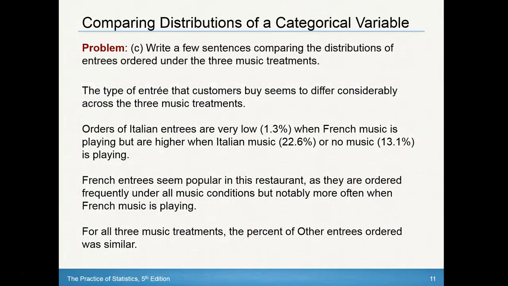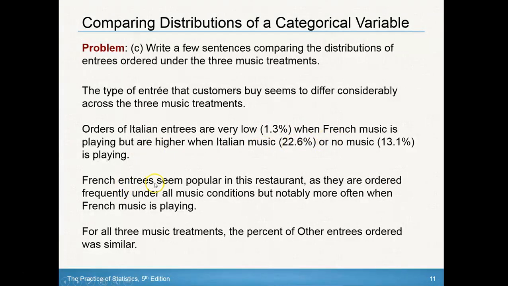Now let's take a look and write a conclusion. So write a few sentences comparing the distributions of entrees ordered under the three music conditions. So when we take a look at those graphs from the previous page, does the type of entree that they order change based on the music that was being played? In this case, the type of entree that customers buy seems to differ considerably among the three music treatments. If we take a look, orders of Italian entrees were very low when French music was playing, but were higher when Italian music was playing or no music.